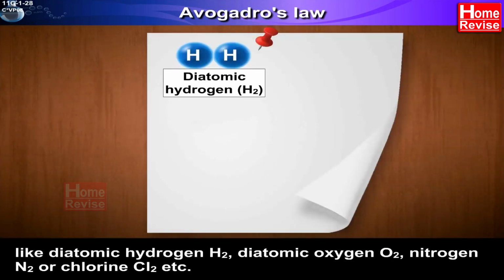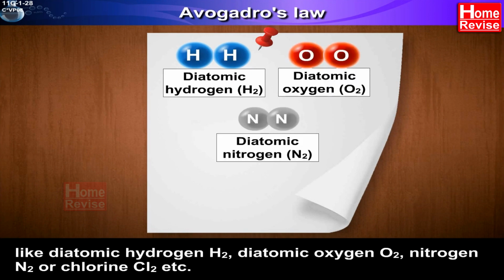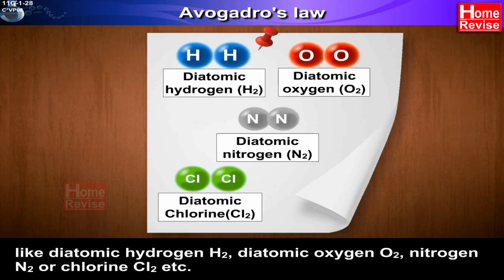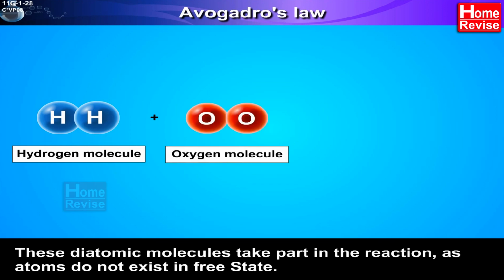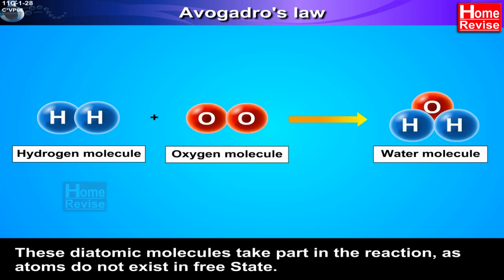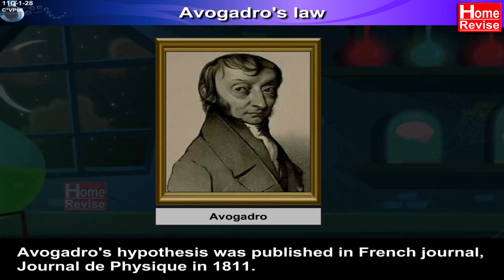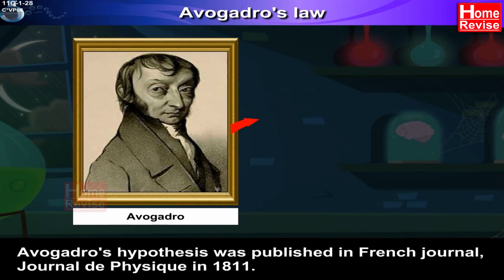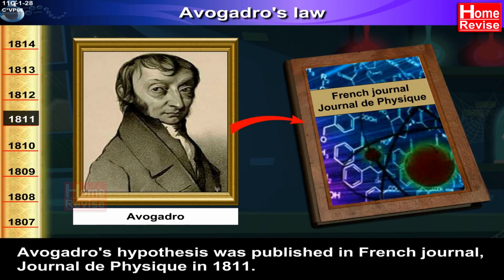Like diatomic hydrogen, H2, diatomic oxygen O2, nitrogen N2 or chlorine Cl2, etc. These diatomic molecules take part in the reaction, as atoms do not exist in free state. That was the most revolutionary idea. Avogadro's hypothesis was published in French journal, Journal de Physique in 1811.